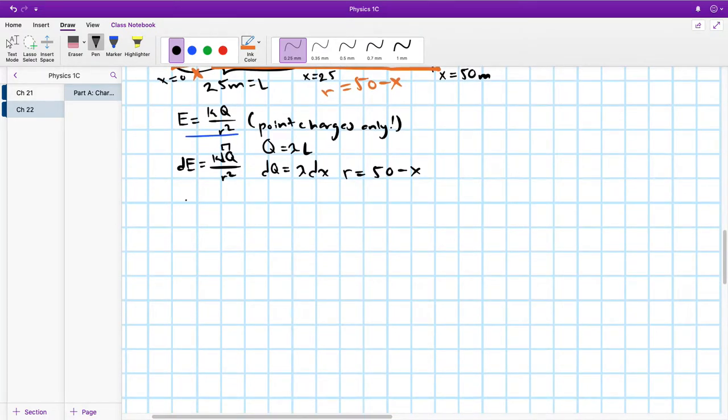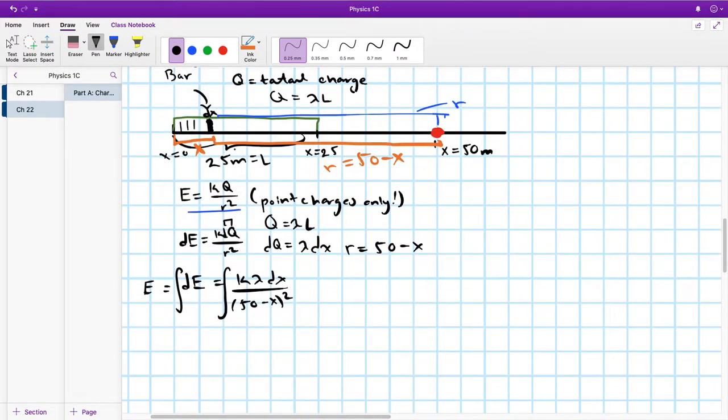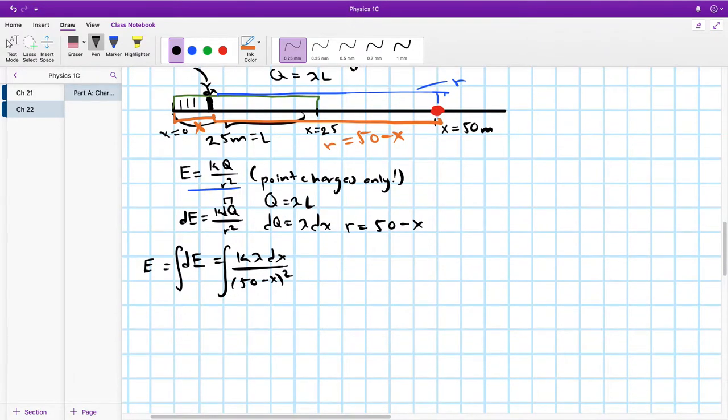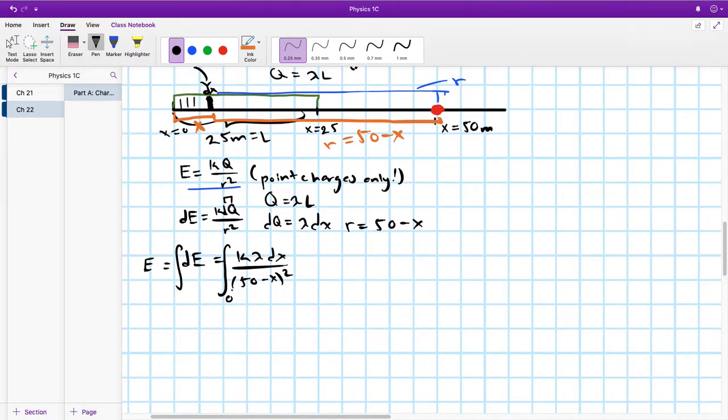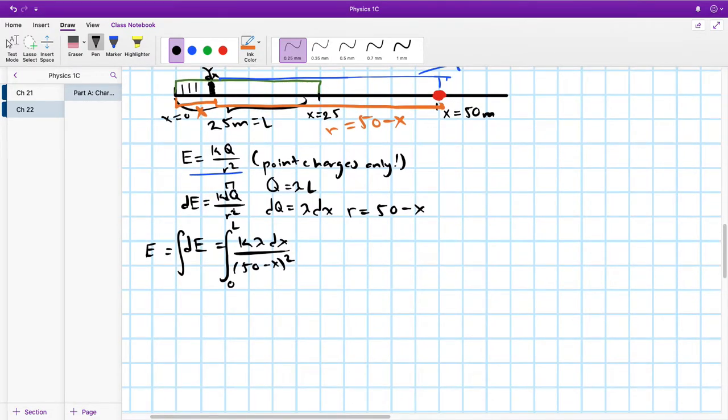Now we can substitute everything in to get dE is equal to k lambda dx all over (50 minus x) squared. Now, to get rid of the dE on this side, we're going to have to take an integral to give us just E, meaning that we have to take an integral on this side. And we're going to be integrating the entire bar because we're trying to add up all the small increments of every bar to give us the electric field produced by the entire bar. So we're going to be going from 0 to L.